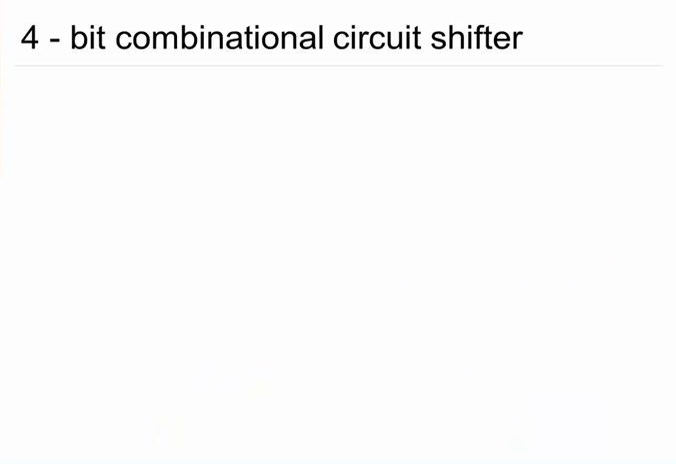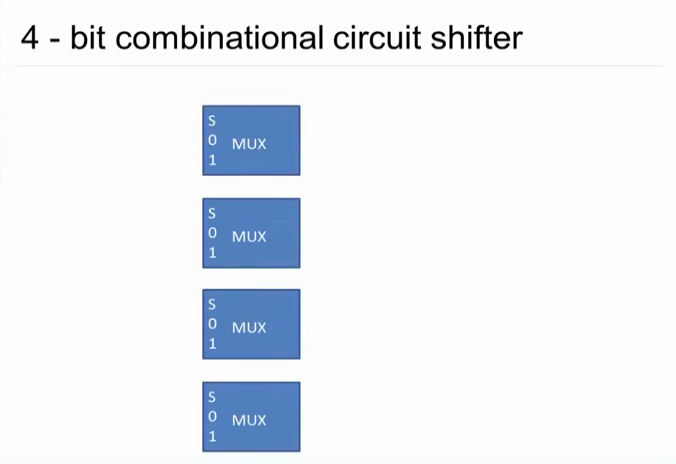Now let's see the hardware implementation of this particular shifter circuit. We need 4 mux, as you can see, 4 mux we are requiring. They are of size 2 cross 1. So 2 cross 1 means we require 1 select line only. The select line will decide which operation we are going to perform. If it is 0, then we are going to perform shift right. If it is 1, we are going to perform shift left.